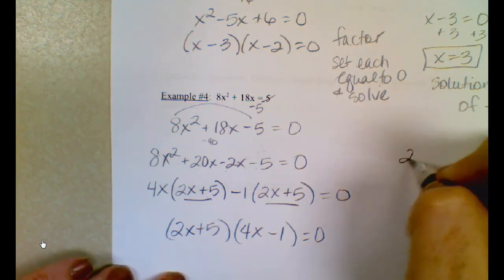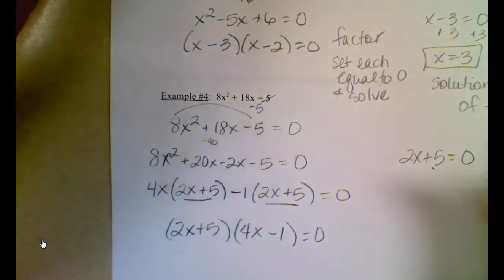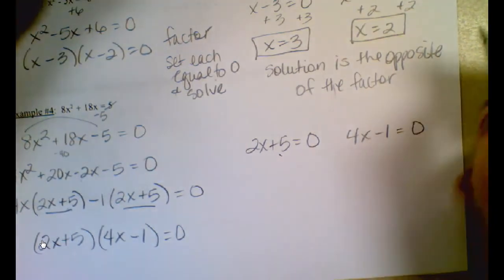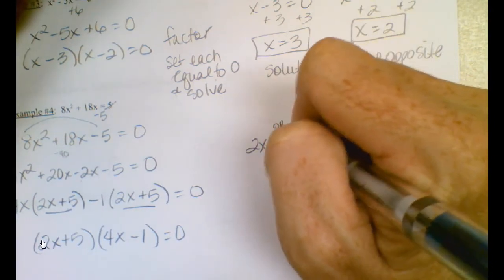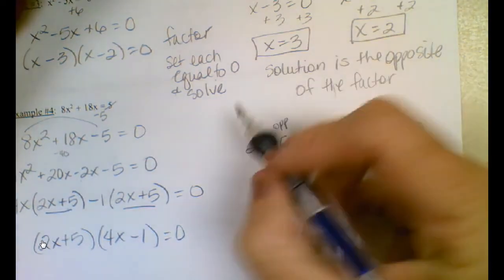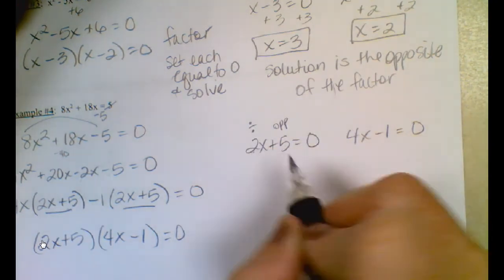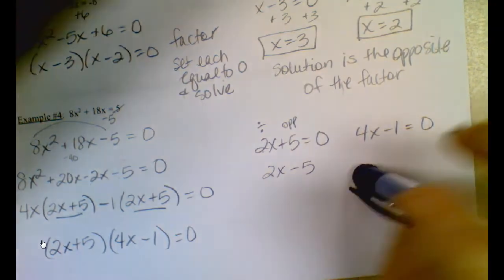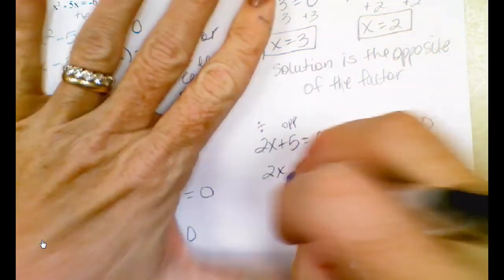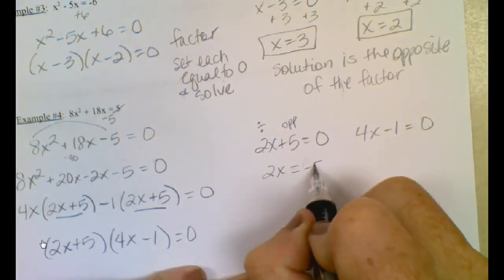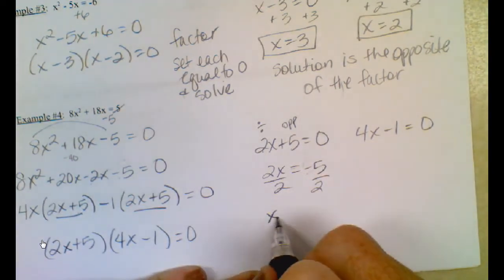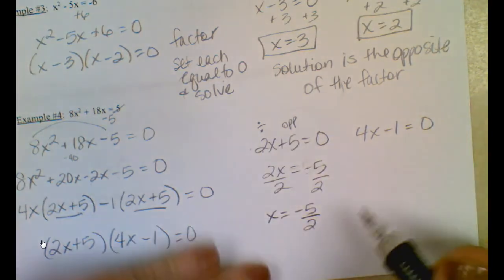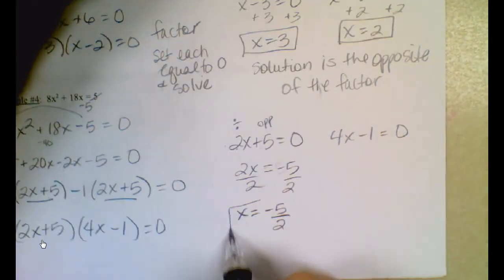Each of those I need to set equal to 0 and solve. And what ends up happening is it ends up being the opposite of this constant divided by that coefficient in front of x. So here I would have 2x equals negative 5. And then I divide by 2, so my x would be negative 5 halves, and that works out. The opposite of 5 is negative 5 divided by 2. That's one of my solutions.